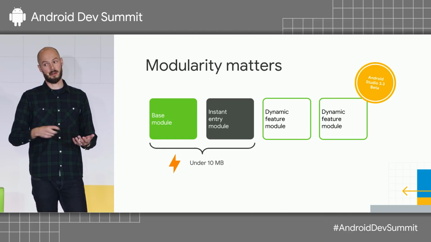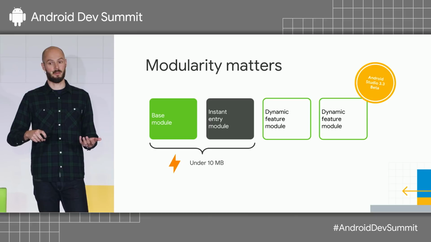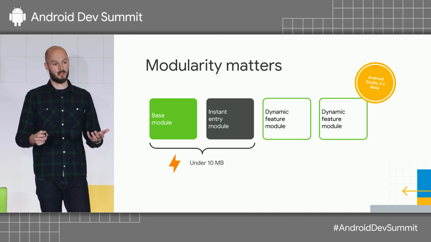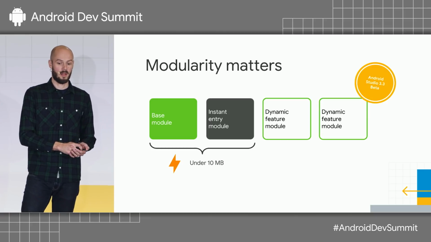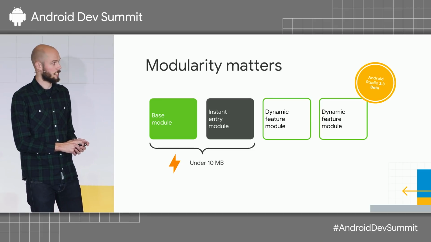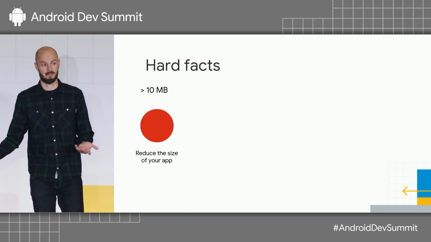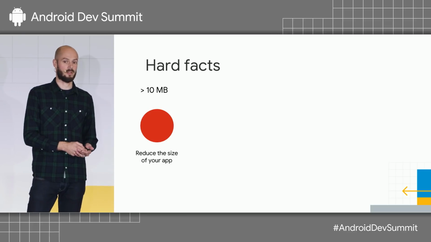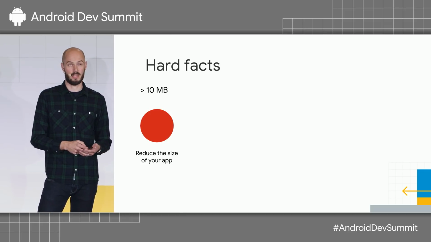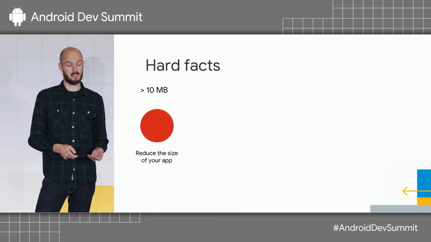Dynamic feature modules that you download later on, or other instant entry modules that are smaller, don't fall into these 10 megabytes in the first place. But let me tell you a little bit about what this entails. So if your app is larger than 10 megabytes, well, you don't get any of the instant app benefits. Your app can't be discoverable to users as an instant app.